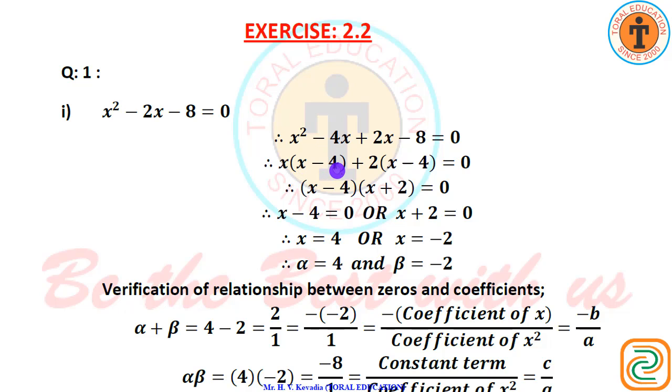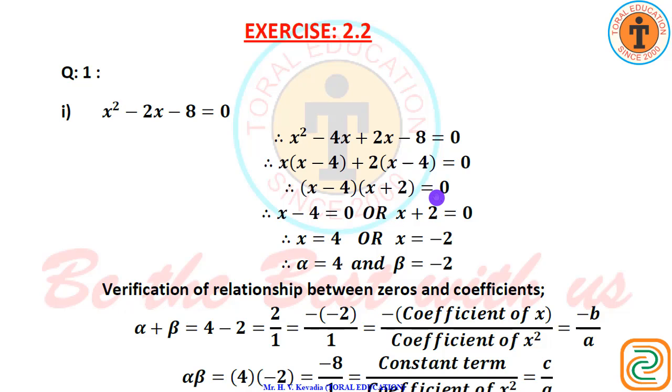minus 4 in the bracket, plus 2 as common from the second two terms, 2 as common, then x minus 4. Remember that these two brackets must be equal while splitting the middle term. Then x minus 4 as common and the remaining x plus 2 in the other bracket. x minus 4 into x plus 2 equals 0.